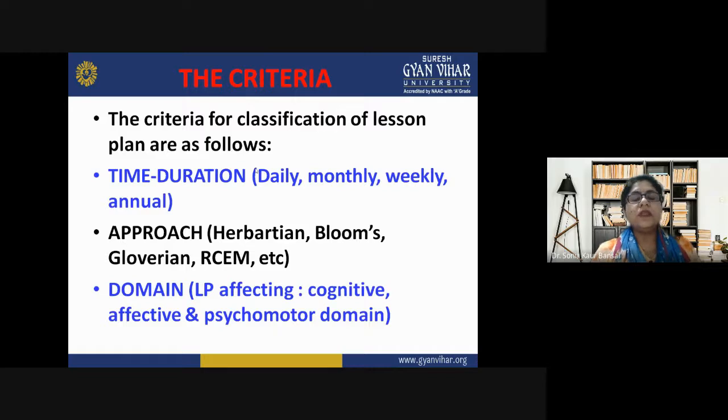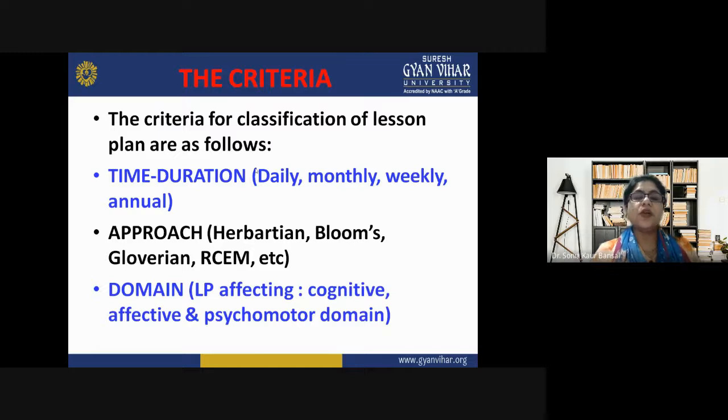First of all, let's see the criteria for classification of lesson plans. How do we classify the different types of lesson plans? First, we consider the factor of time duration. We prepare lesson plans on a daily, weekly, monthly, or annual basis. These are the types of lesson plans required from the teacher to be more systematic in his or her teaching.